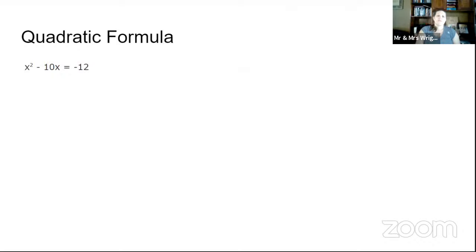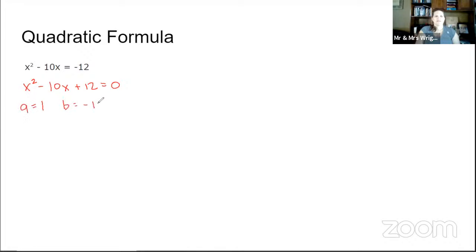For this one, our first step is going to be to put it in standard form. This one is not in standard form, so we have to put this into standard form. So x squared minus 10x plus 12 equals 0. Okay, so we're going to set it equal to 0. We're finding some zeros. So A is 1, B is -10, and C is 12.